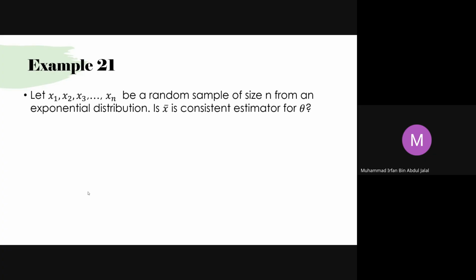Okay, let's go for another example, example 21. Let's say that we have another sample, another random variables, another data, x1, x2, x3, xn. But in this scenario, this can be considered as a random sample of size n from an exponential distribution instead, not a Gaussian distribution, not a binomial distribution. So is x bar a consistent estimator for the exponential distribution with parameter theta?